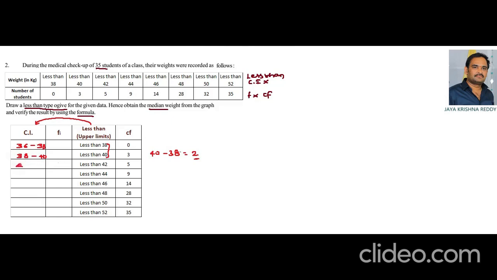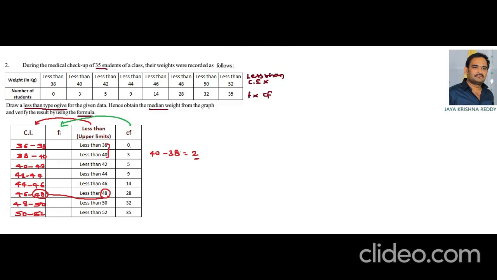In the same way, we can fill the remaining class intervals: 40 to 42, 42 to 44, 44 to 46, 46 to 48. By writing, you can verify whether the upper limit and the value in the less than column are matching or not. And next 48 to 50, and the last one is 50 to 52. Now, by using the cumulative frequency column, we have to fill the frequency column.